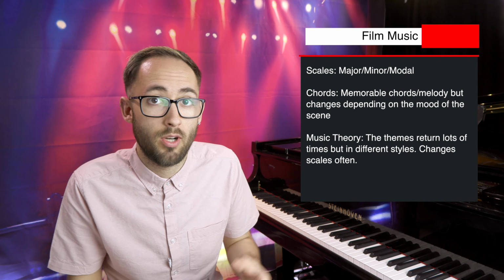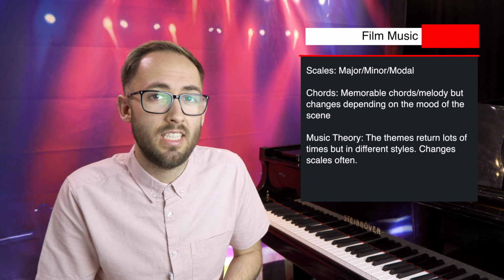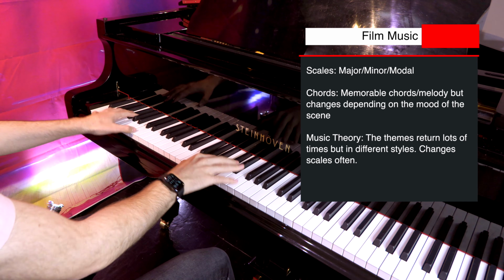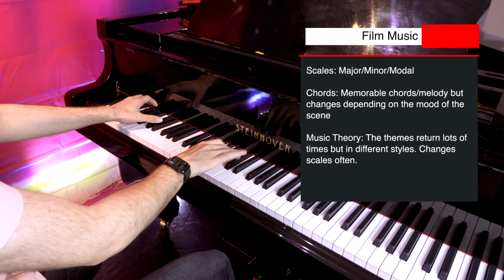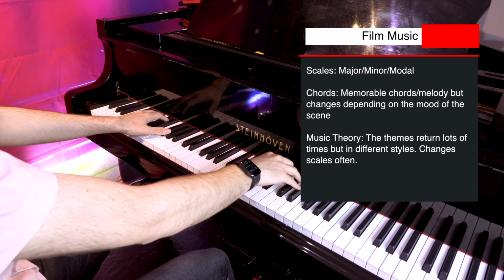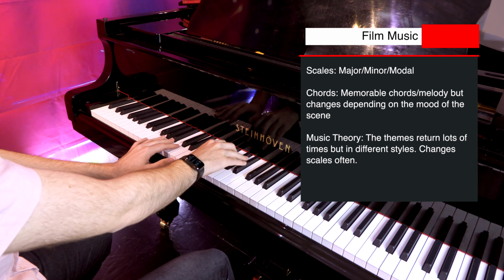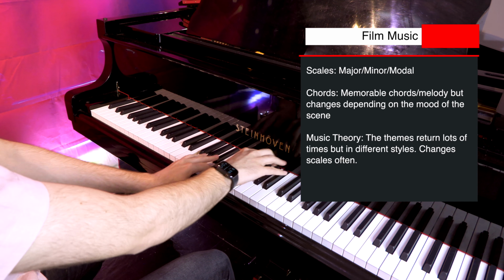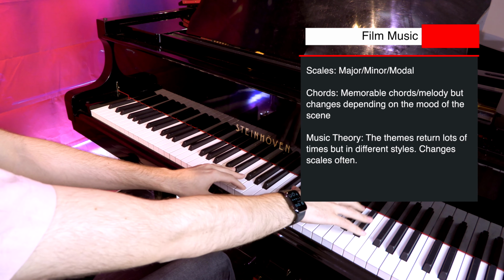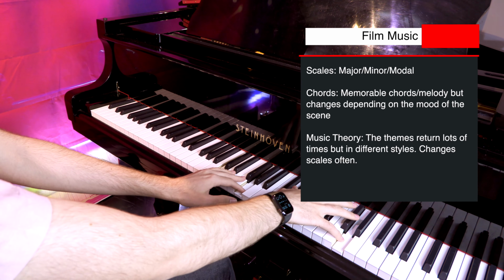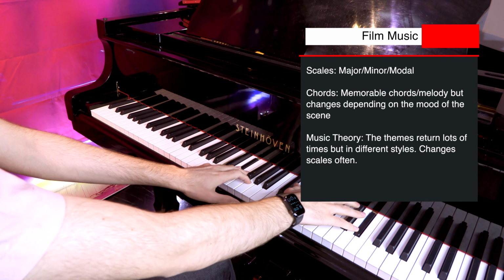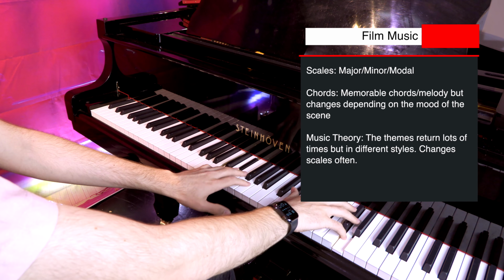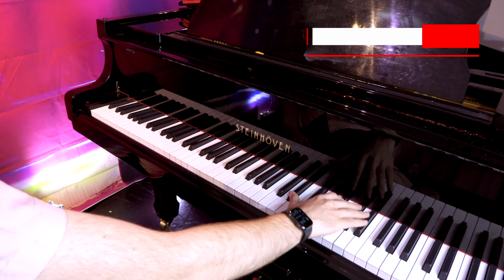Film music uses major and minor scales, and sometimes it uses modal scales as well to create a particular effect. They also tend to have repetitive themes, but they're used throughout the film in various different ways to reflect what's happening on screen. Also, because it's following a narrative, you'll often find lots of changes in mood in the music, and that will require different things. So it might change from major to minor very fast, or it might change from high on the piano to low on the piano very fast, but you can play around with this idea.